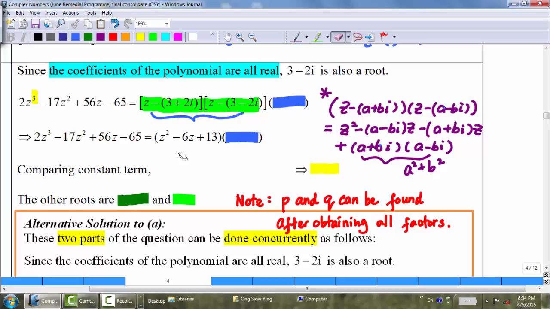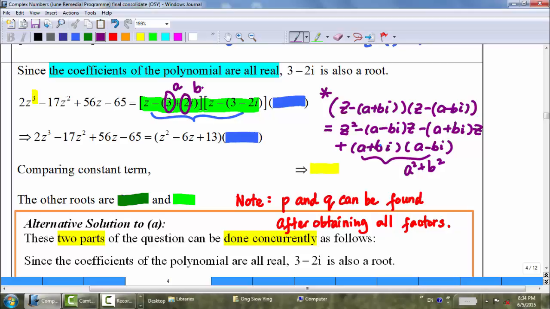z squared minus 2 times 3z, since your a is 3, plus a squared plus b squared. This is your a and this is your b. So your a is equal to 3 and your b is equal to 2. So a squared plus b squared turns out to be 13. This is the quadratic factor you obtain.